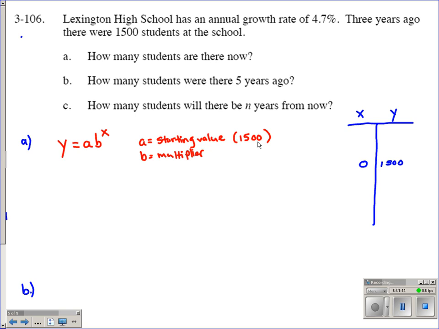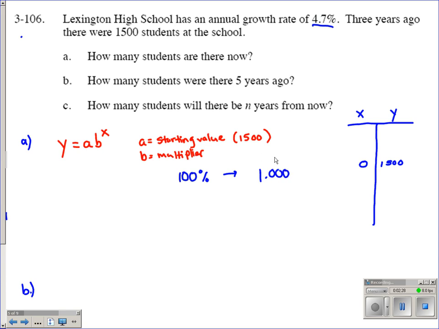Well, we already know that 1,500 was the starting value for our students. Our multiplier is going to come from the growth rate of 4.7%. What you have to remember about a multiplier is that you always want to start it at 1, because when you multiply something times 1, the value does not change. And remember that 1 is the same thing as 100%. So if I multiply something times 1, I don't gain anything, I don't lose anything. So I'm going to put 1.000 here.